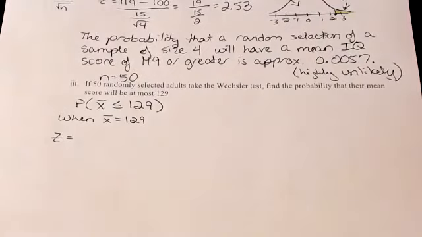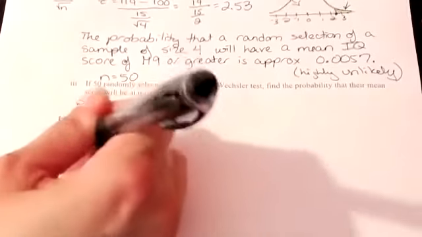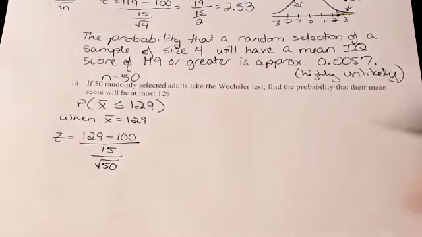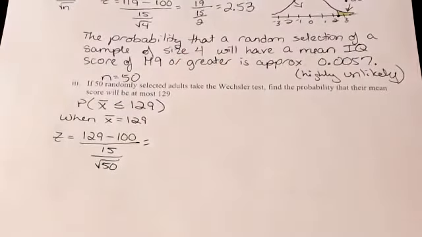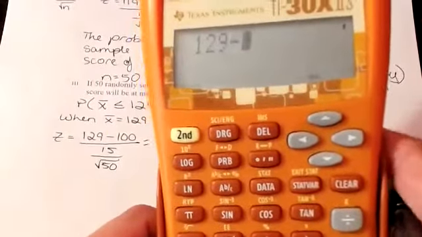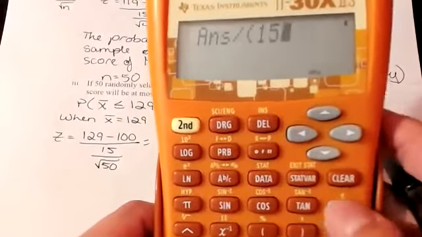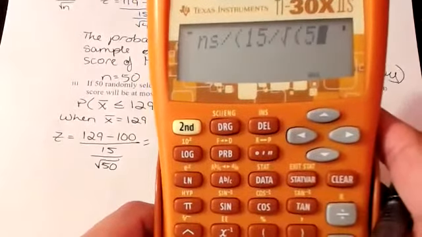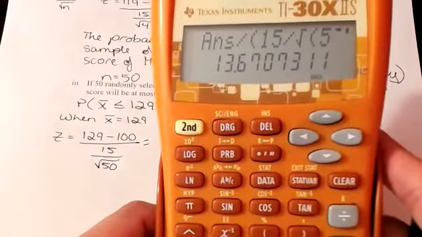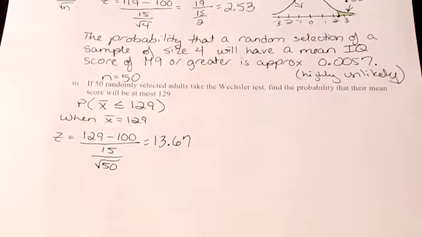That formula is for finding the z-score conversion. That's going to be 129 minus the mean, which is 100, divided by 15 over the square root of 50 this time. When you punch in your expression, you can do it like this: 129 minus 100, that gives us 29. Then we're going to divide this by 15 divided by the square root of 50. Close the parentheses, and we get 13.67. Yeah, I said it. A z-score of 13.67.